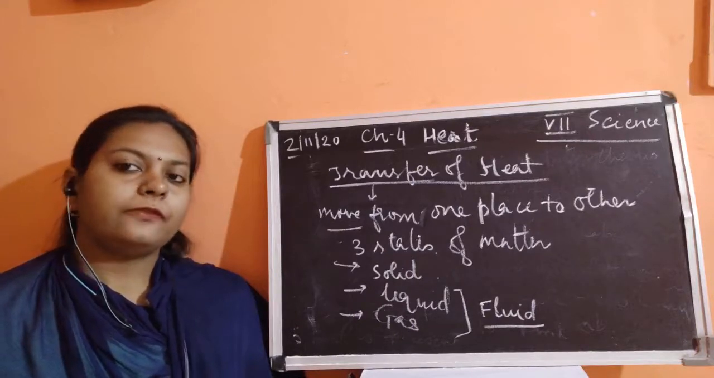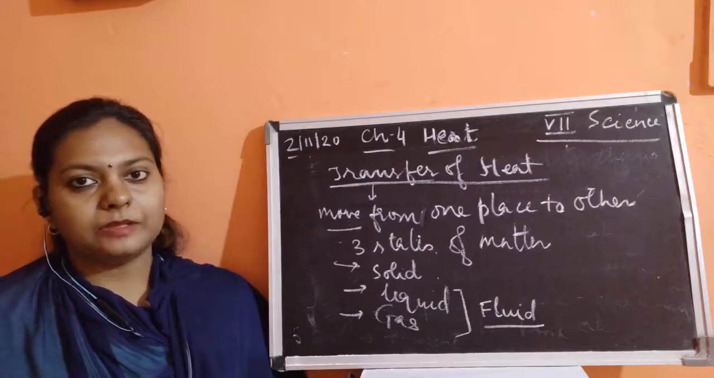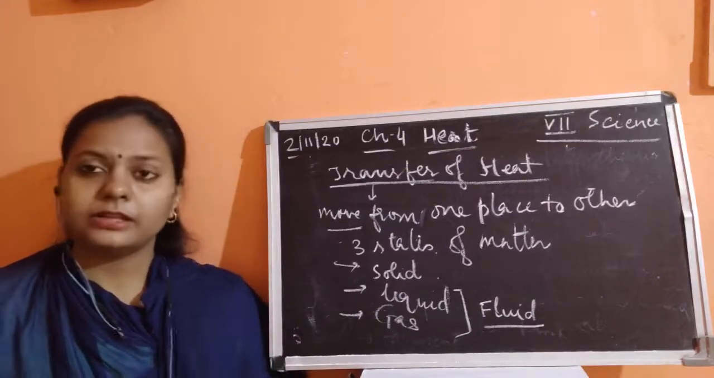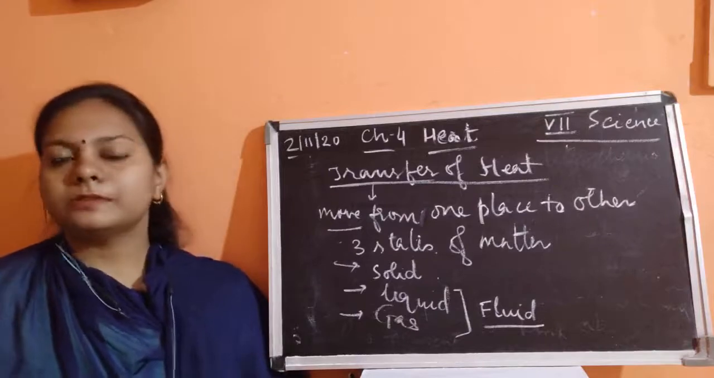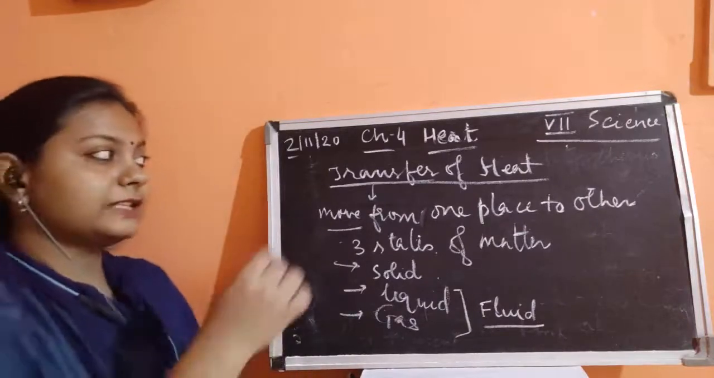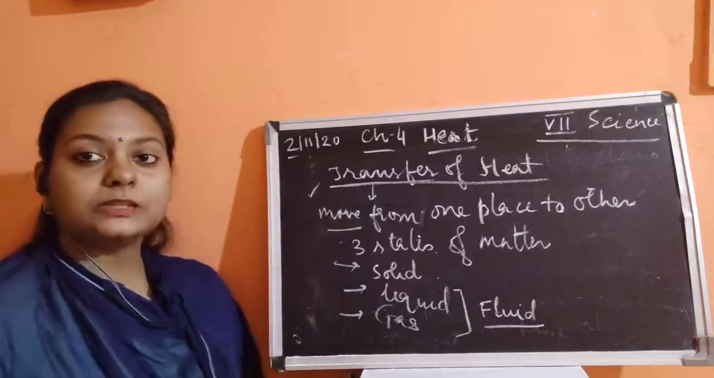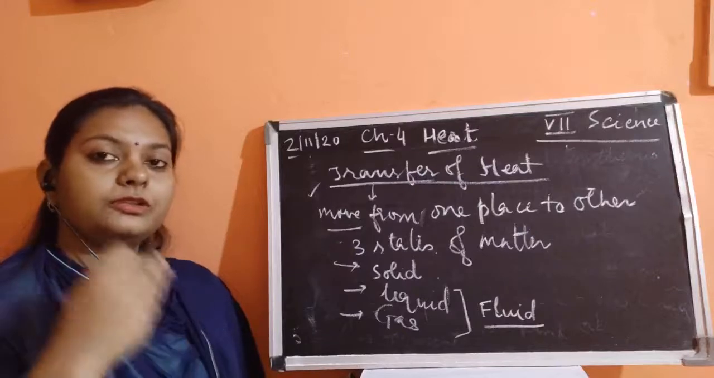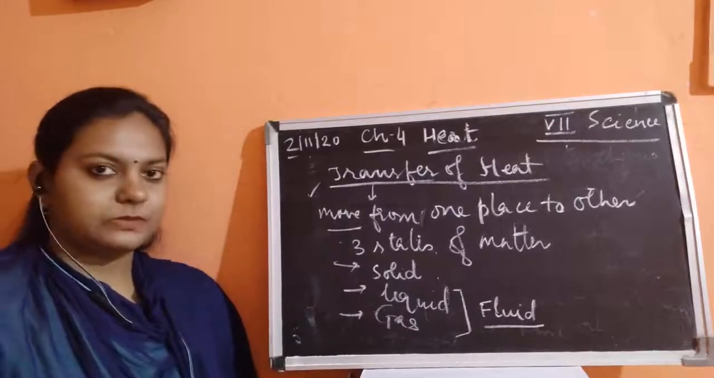And if you leave it for some time, what happens? The heat is going to transfer in that vessel. The question here is how that utensil becomes hot. The utensil becomes hot because the transfer of heat is taking place. Heat is moving from the gas stove, from the burner, to the utensil. That is why it becomes hot.